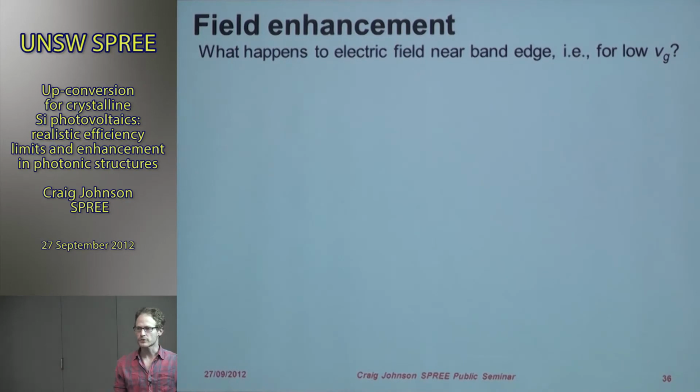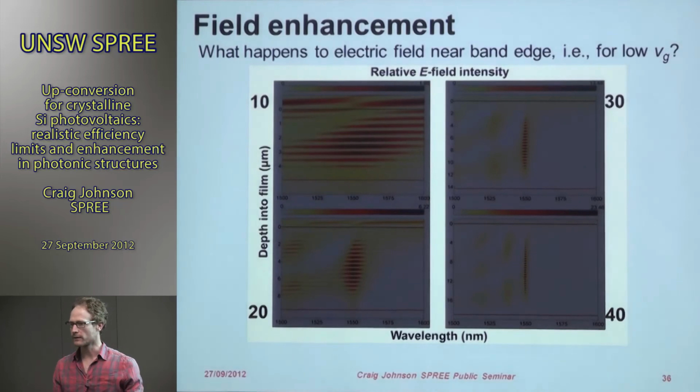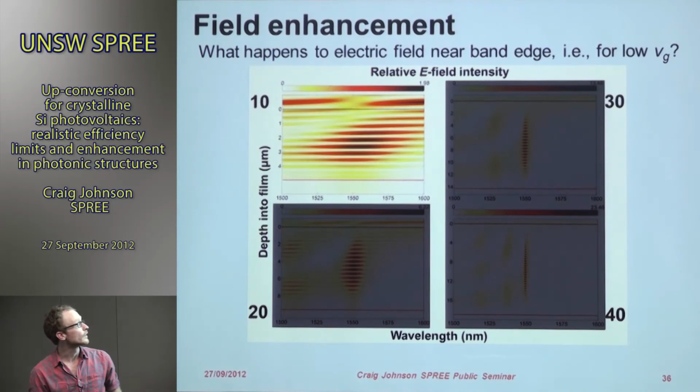So you may be interested in, or you might not, the question: what happens to the electric field when the group velocity becomes so low? Well, we've simulated the same kind of thing, but now in a few different dimensions. We're going to be looking at the relative field intensity both as a function of depth into the structure and spectrally as a function of wavelength.